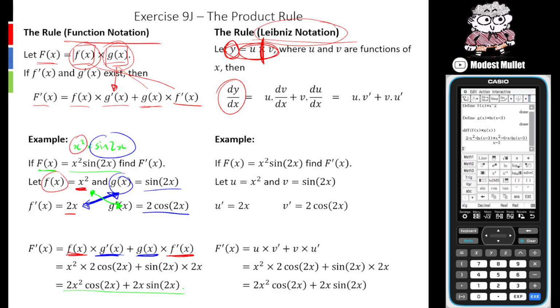Now, it's not a really nice looking expression, but it's an expression nonetheless, and it is the derivative, and we can use that in applied problems. We have the exact same example here on the right hand side. Same thing, we're just using slightly different notation. We let u equal x squared, which is the left hand function. We let v equal the right hand function, and same thing, we state the derivative of both of those, and then we do the combination.